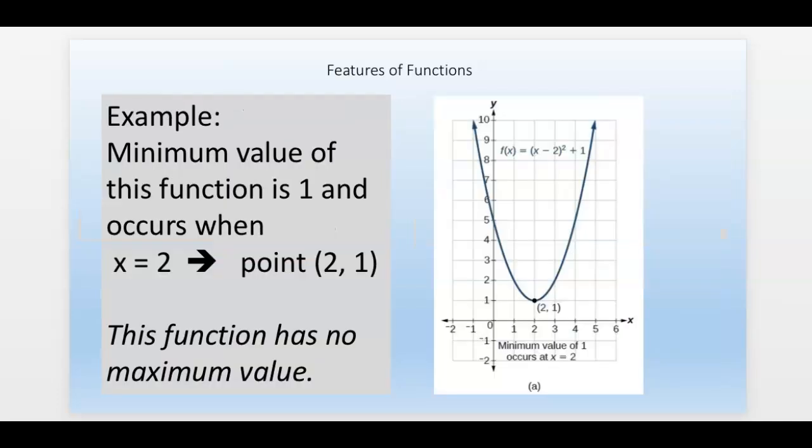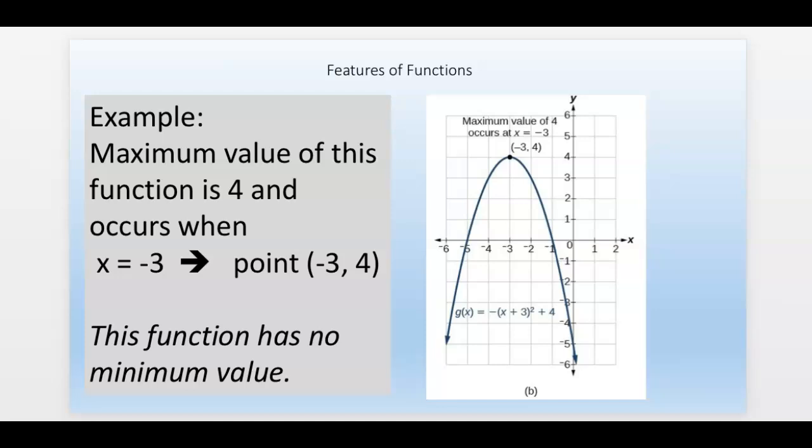Guys, as an example, the minimum value of this function here is 1. The minimum value of the function is 1, and it occurs where x equals 2. So we say the minimum value is at point 2, 1, okay? Now this particular function has no maximum value because it goes up forever. All right, infinity is not really a maximum value. All right, this has no maximum. It keeps going up forever.